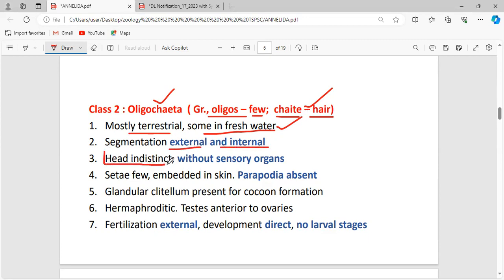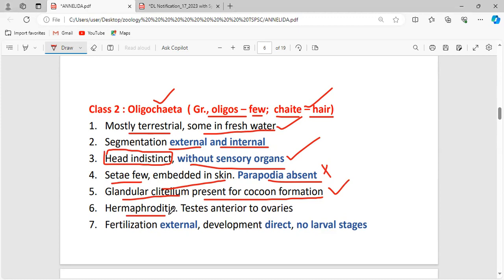The head is indistinct, but in case of Polychaeta, the head is distinct with tentacles. But here, there are no papillae, no tentacles, no sensory organs. Setae are few, embedded in the skin. The parapodia are absent here. Glandular clitellum is present for cocoon formation, so that the organisms can wrap themselves inside the cocoon.